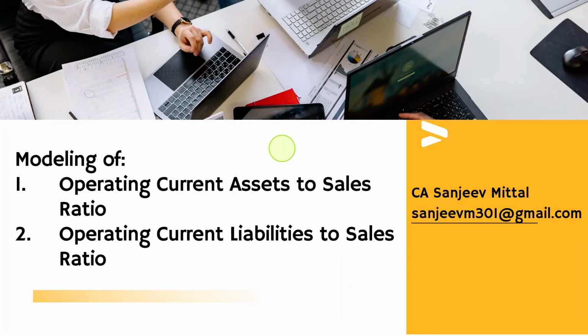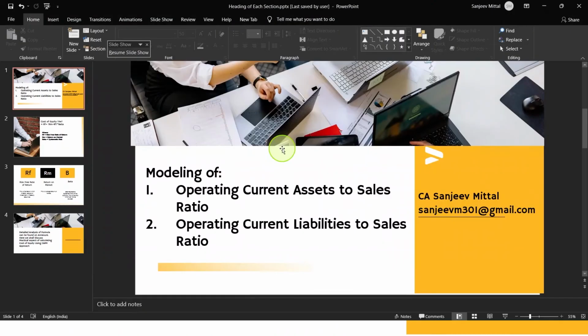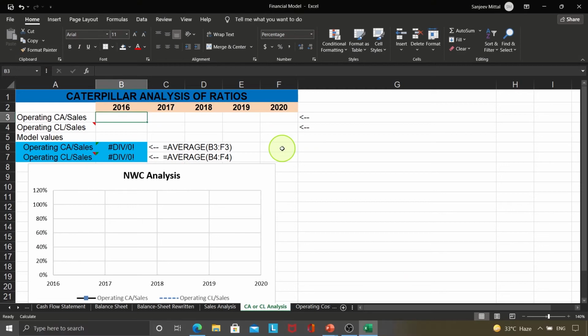Let's try to find out our operating current assets to sales ratio and operating current liabilities to sales ratio. For that purpose, I have prepared our Excel sheet, as you can see. Inside this Excel sheet, I need to write operating current assets divided by sales.